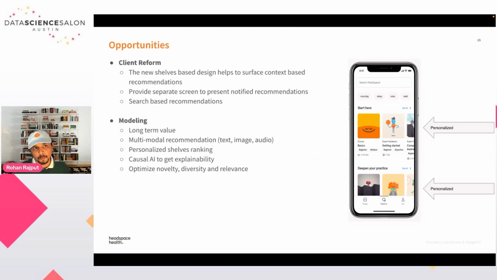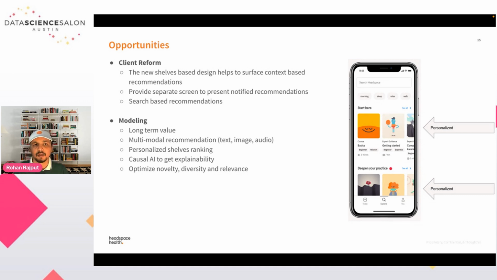Now let's talk about the opportunities. There are several opportunities to improve this recommendation, and we incorporated lots of them. The first is, rather than using this vertical scroll design, we introduced the shelf-based design, where rather than having a single meditation, we have a collection of meditations for each particular shelf. So you can see this horizontal scrollable content, which we can use to create different kinds of shelves for users, and that can also be personalized.